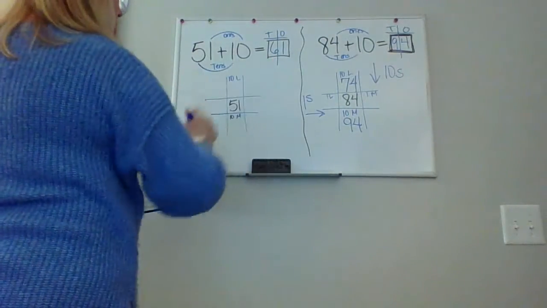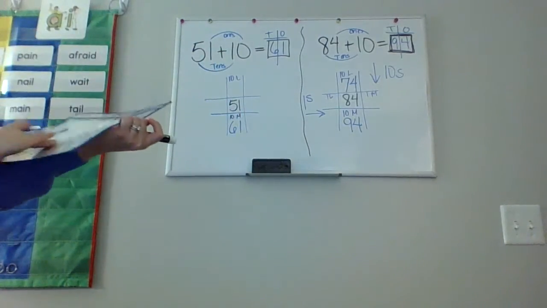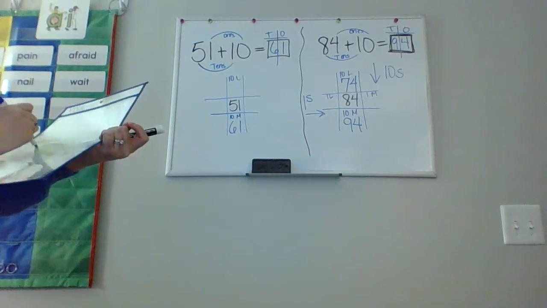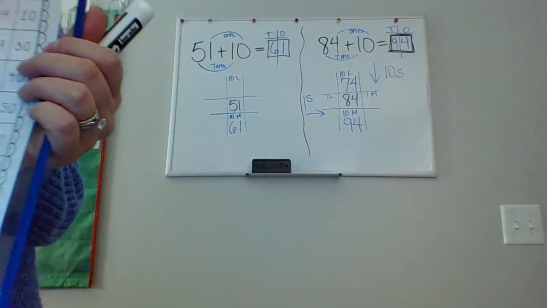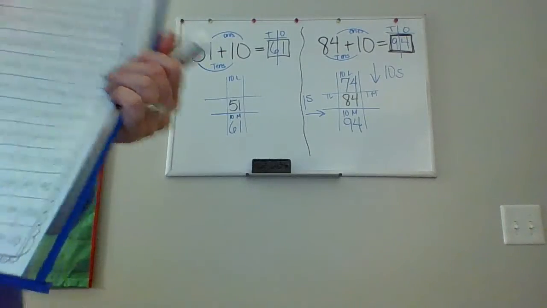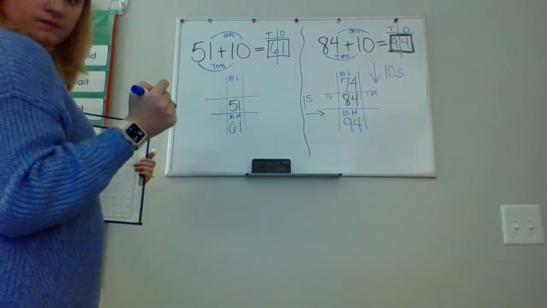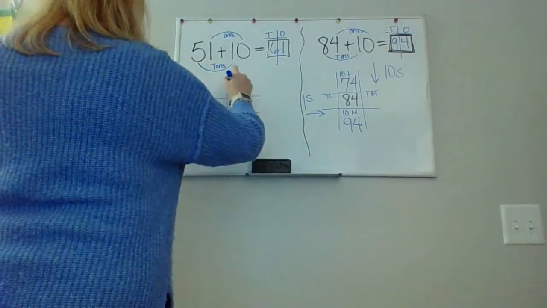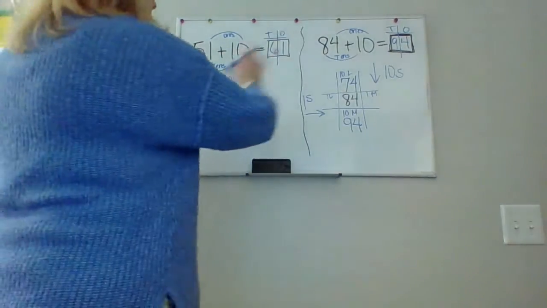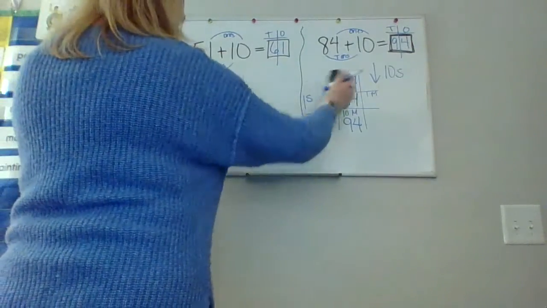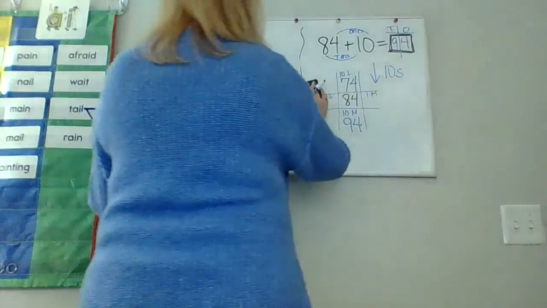Now we figured out 10 more than 51, which is 61. But what's 10 less than 51? Darren, what's 10 less than 51? 41. 41, right. That is 10 less. 41, 51, 61, 71, 81. Right. Good job. Awesome. All right, let's try another one.